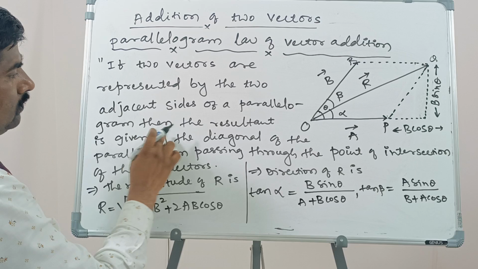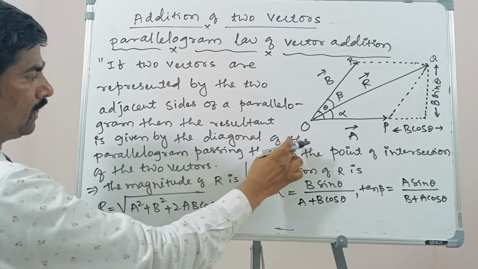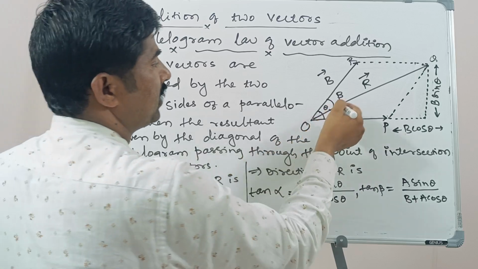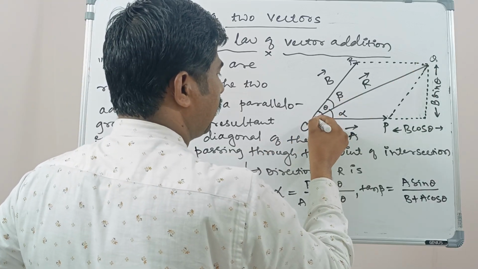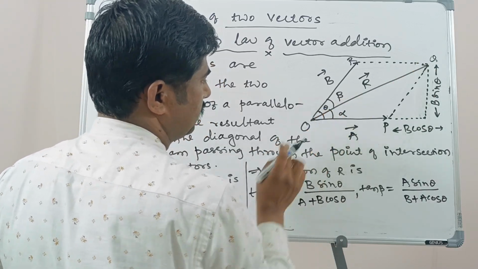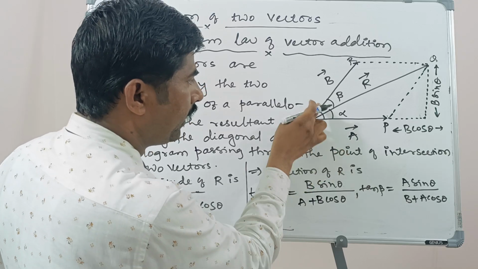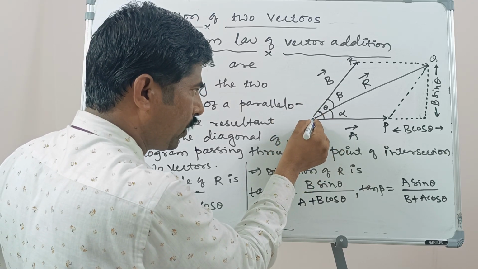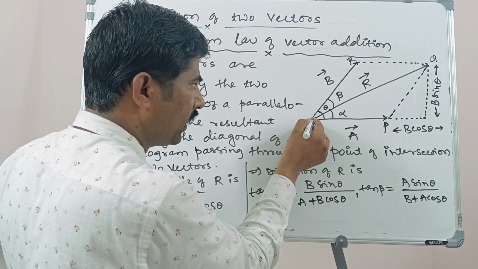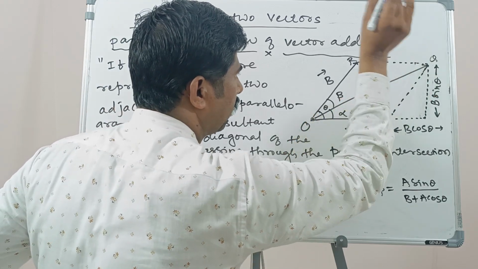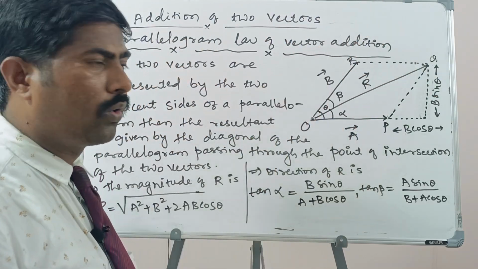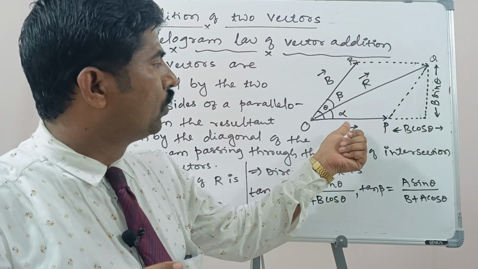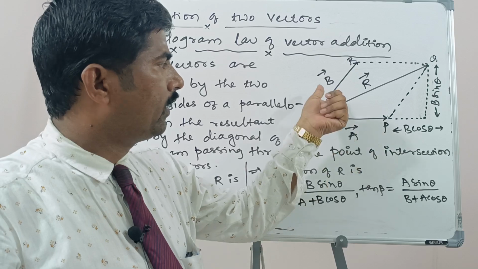Then the resultant is given by the diagonal of the parallelogram passing through the point of intersection of the two vectors. This resultant is passing from where? Point of intersection of the two vectors. So we are taking vector A and vector B, and this is called the point of intersection. Through this only we are taking the diagonal of the parallelogram, that is vector R. What is this? Vector R is the sum of the two vectors, that is vector A and vector B.